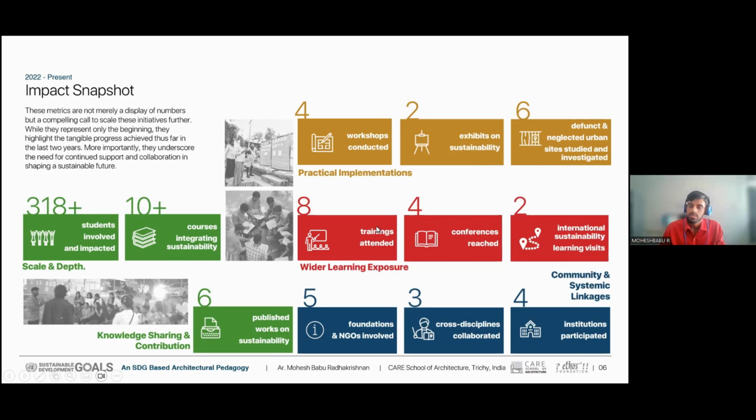In the wider learning exposure, trainings attended, conferences reached, and international sustainability learning visits were encouraged. And moving on, there are community and systemic linkages, where 4 institutions participated, 3 cross disciplines collaborated, and 5 foundations and NGOs were involved.